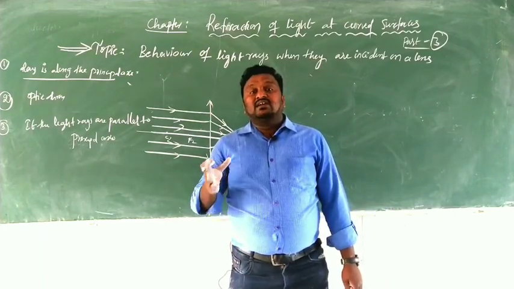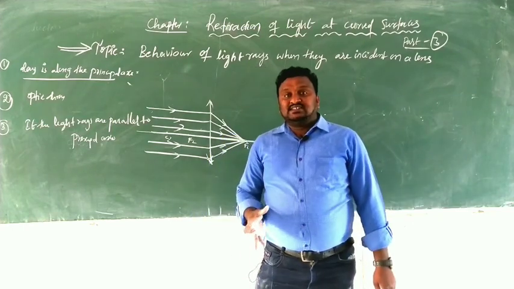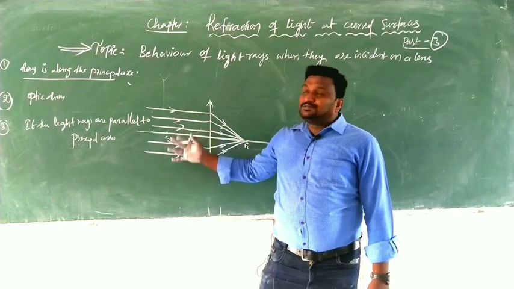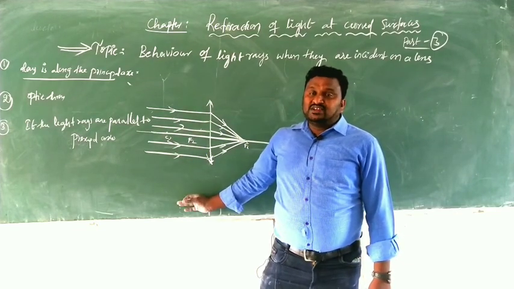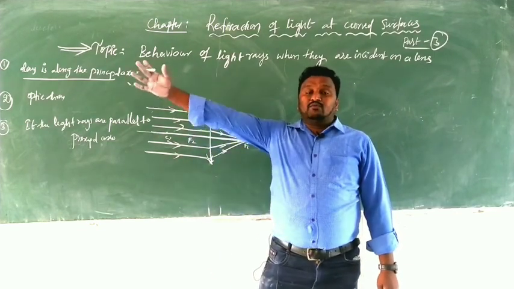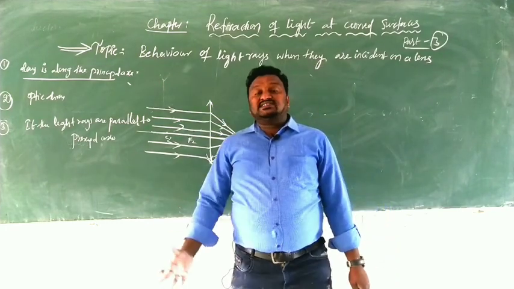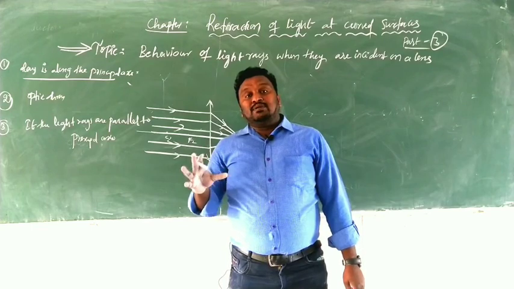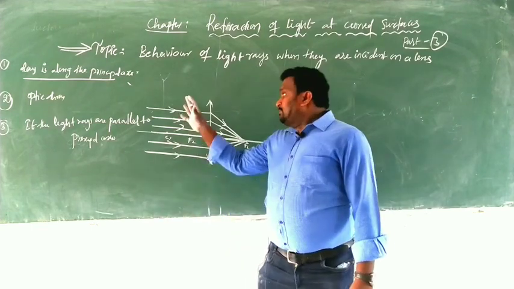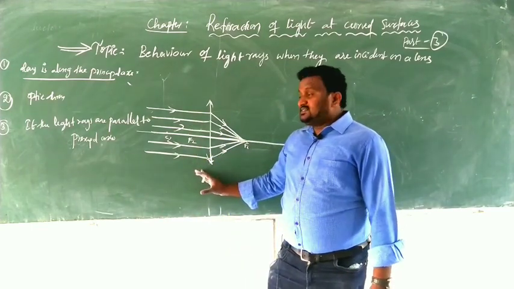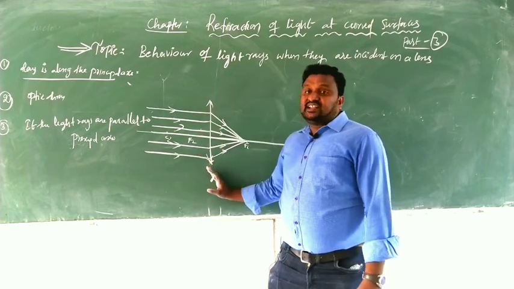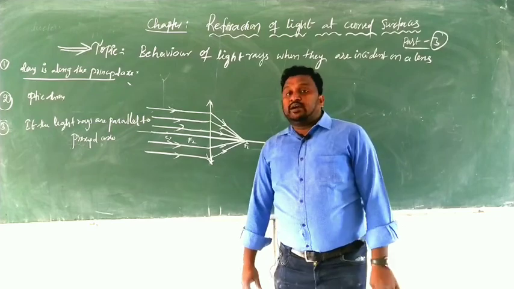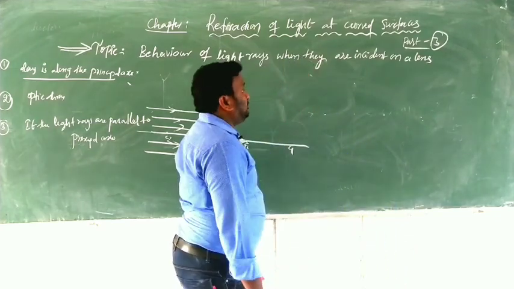Why is it called a converging lens? So here we are showing a parallel beam of light, while the light is coming from far distances or infinite distances. When the parallel beam of light is incident on the biconvex lens, after refraction, they should meet at one point. That point we call the focal point.